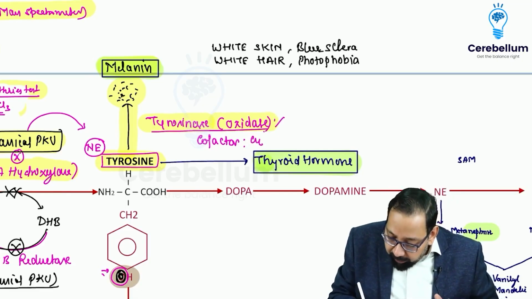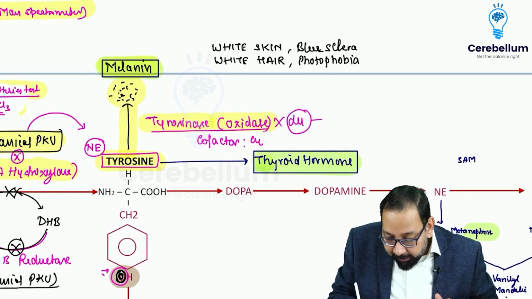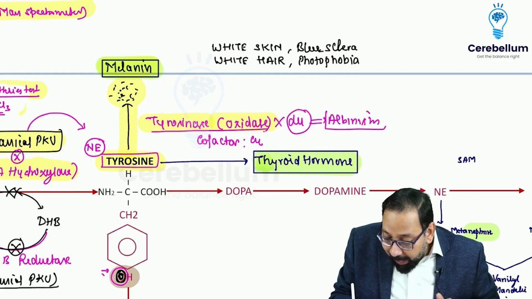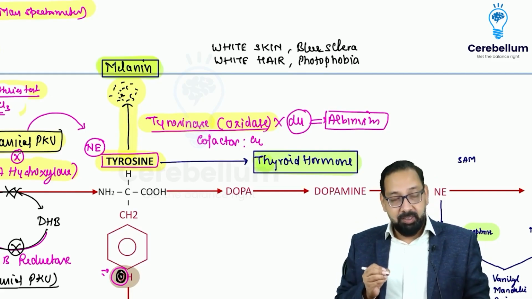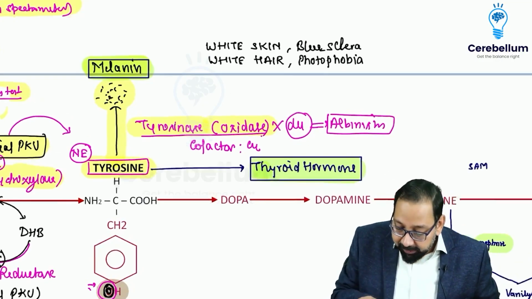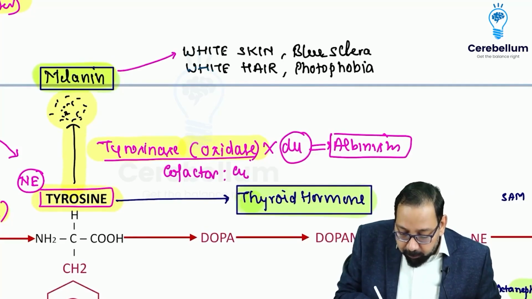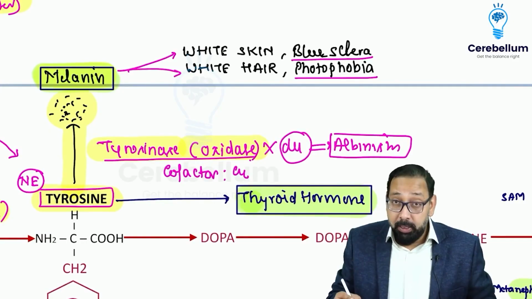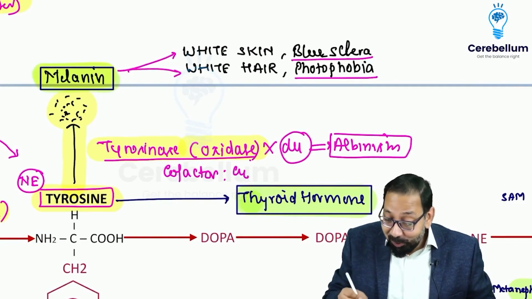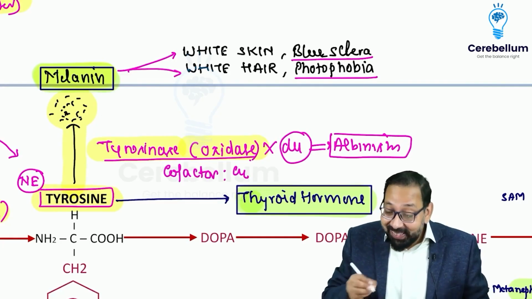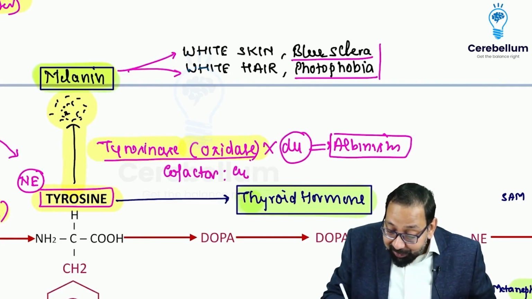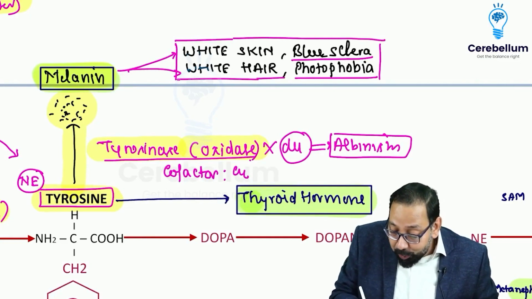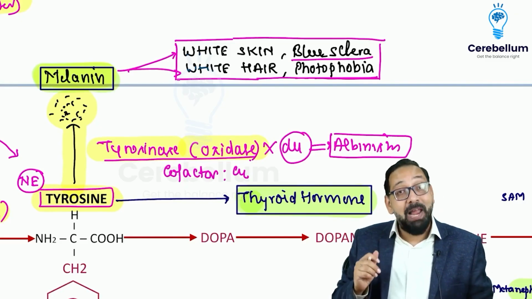And if tyrosinase is deficient, then it is called albinism. In albinism, melanin will not be synthesized. When melanin is not synthesized, there would be white skin, white hair, blue sclera, and photophobia. Yes, photophobia and lacrimation are symptoms of albinism. Why? Because tyrosine is not converted to melanin, the black pigment.